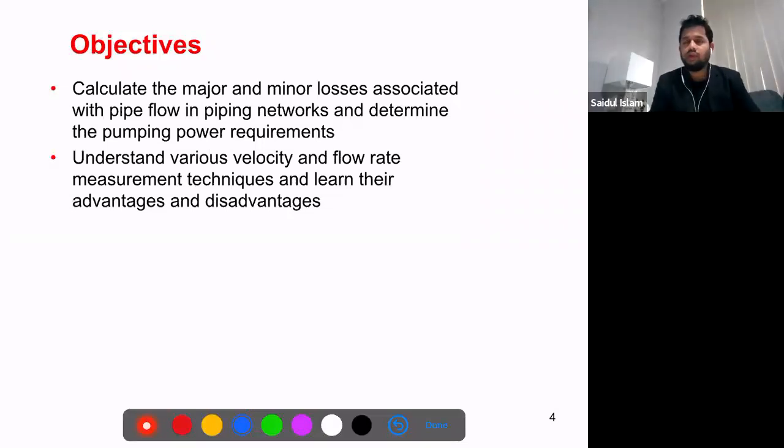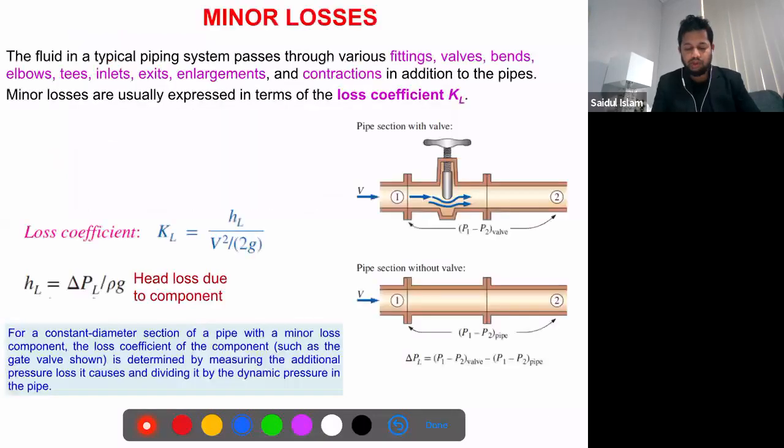And we will also try to understand how to measure the flow by using different flow meters. We have a lot of different techniques and devices that we can use to calculate the flow rate and the pressure. So we'll try to understand what sort of devices we have and how they work, just quickly. It's not that important, definitely not for the final exam, but we'll still try to understand it.